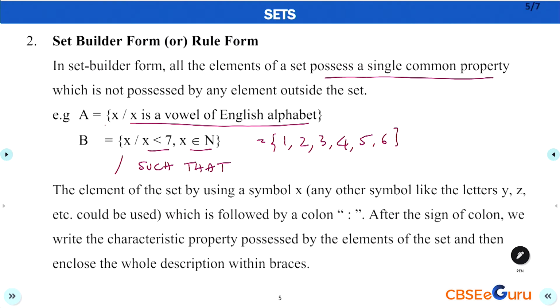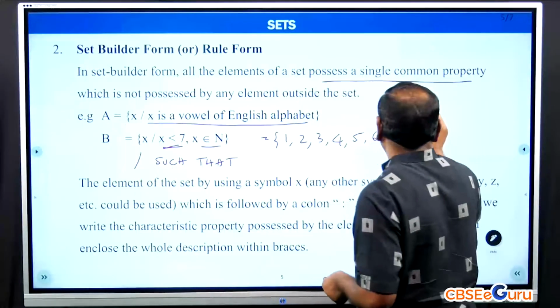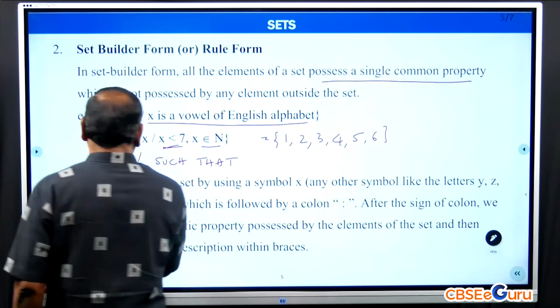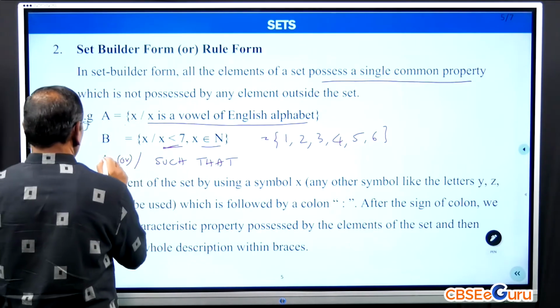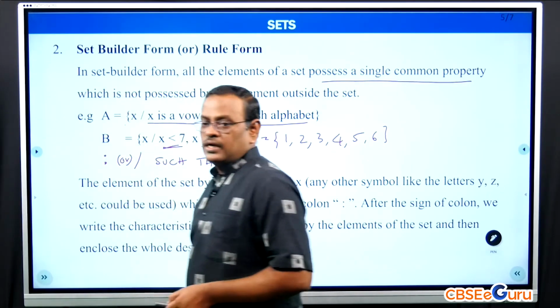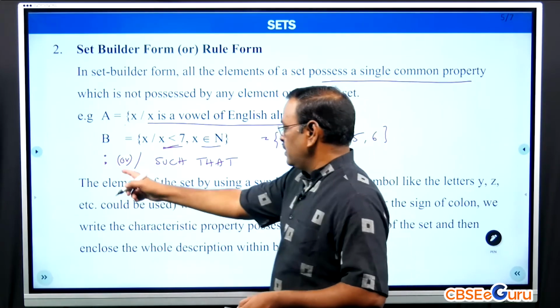So here, the single common property is that x is a natural number less than 7. That is the common property, and all the 6 numbers satisfy this condition. And very important, for such that, you can use this symbol or a colon. Either colon or such that.